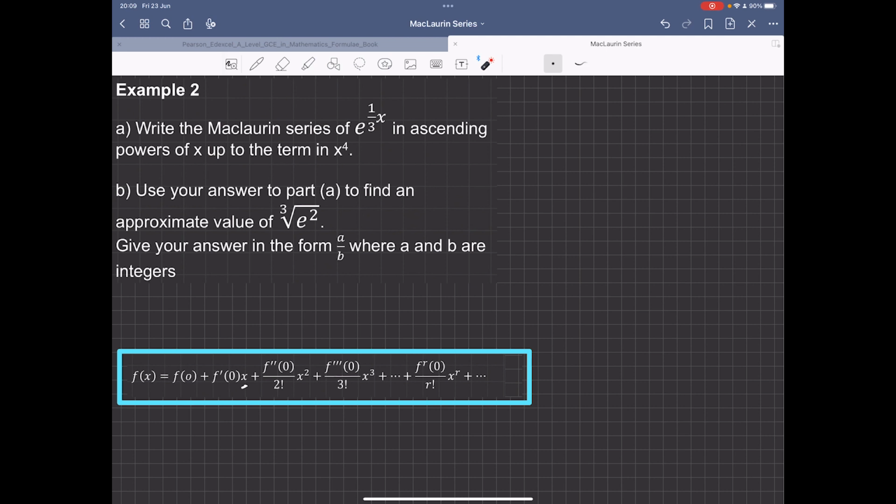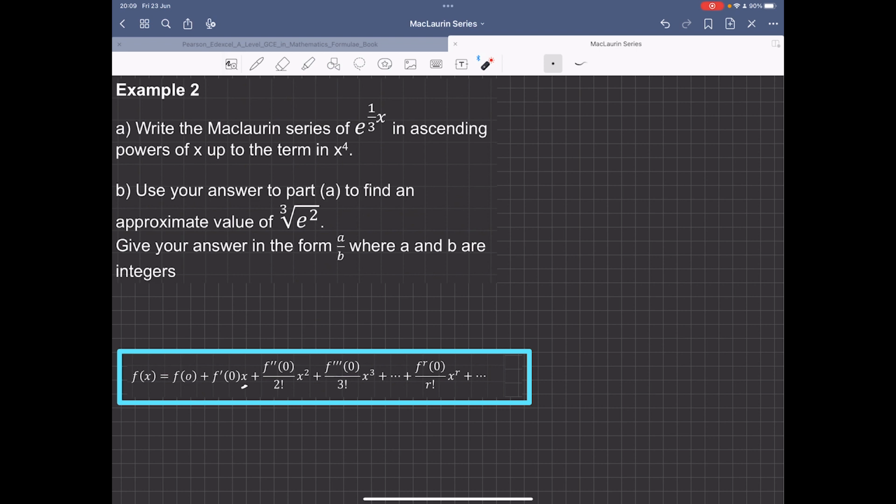Okay, so in example 2, we've been asked to write the Maclaurin series of the function e to the 1/3 x in ascending powers of x up to x to the power of 4. And then for part B, we're going to use this series to approximate the cube root of e squared. Okay?